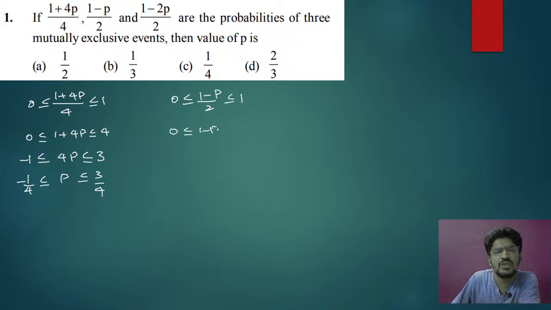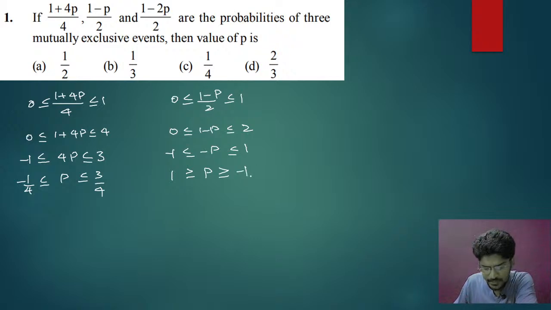This is 0 ≤ 1 − p ≤ 2. You can take 1 on this side, it will be −1 ≤ −p ≤ 1. Take negative p divided on all 3 sides, it will be positive 1 ≥ p ≥ −1. By dividing by negative signs, the inequality will change its nature. I think all of you know that. So now p is lesser than or equal to 1 and greater than or equal to −1.